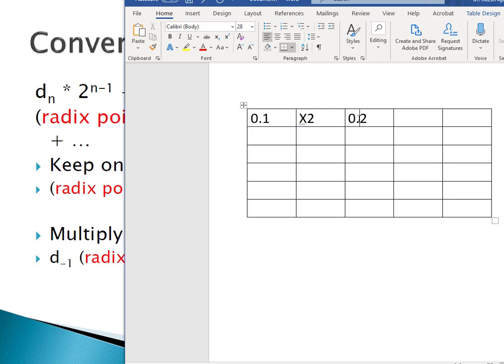So 0.1 multiplied by 2 is 0.2. Now we're at this part of the step. We have our first digit, d minus 1, it's this. So it becomes radix point 0. Then we take our next step and write it down, and we continue in this way. Times 2 gives you 0.4. We keep this 0 separate, and the decimal part, 0.4, is what we move here, multiplied by 2.